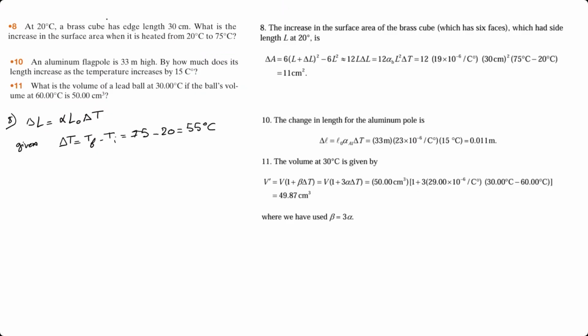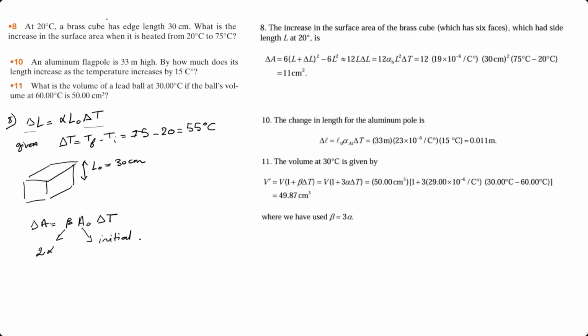And I'm given the edge length at 20 degrees, which is 30. So we have this brass cube, and this is L0, which is 30 centimeters. We're interested in the area expansion. So what we want to study is not delta L, but delta A. Now we said delta A is beta A0 delta T. So the only difference is in the coefficient, which is beta, which is twice alpha really, and A0 rather than L0, so I will need the initial area.